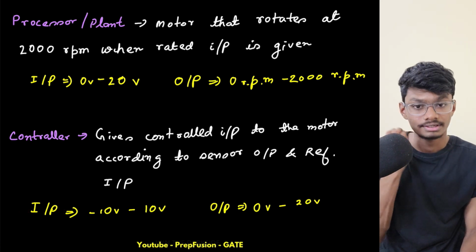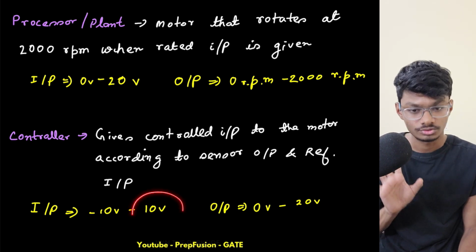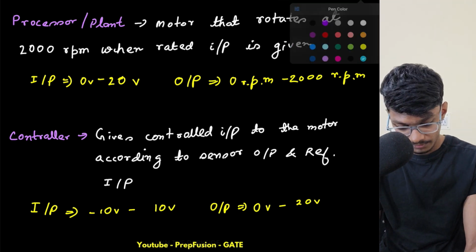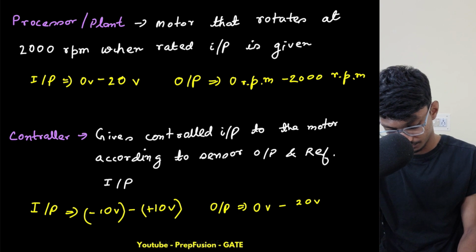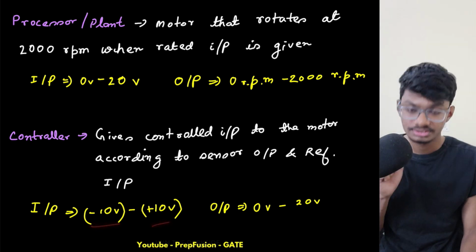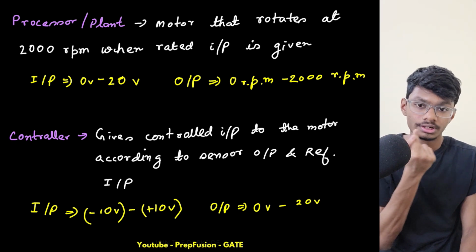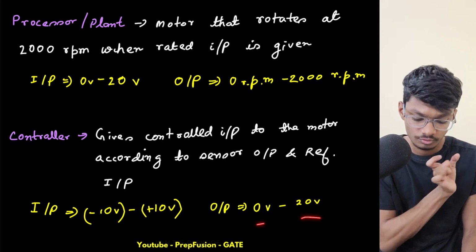Now what is the working range of the controller? The working input range of the controller is minus 10 volts to plus 10 volts. You can give it minus 10 to plus 10, and the output I can get is 0 volts to 20 volts.